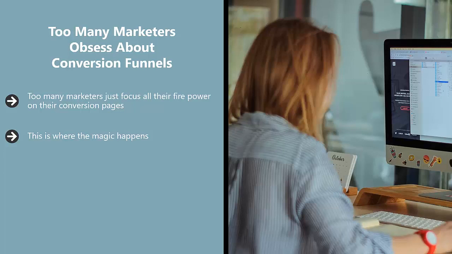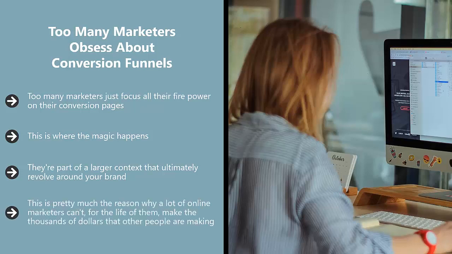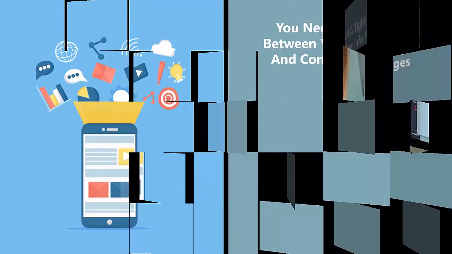But the problem is these pages don't exist in a vacuum. They're part of a larger context that ultimately revolve around your brand. And if you're so short-sighted that you can only see bits and pieces of the overall picture, then you only have yourself to blame if you're not making as much money as you would have hoped. This is pretty much the reason why a lot of online marketers can't, for the life of them, make the thousands of dollars that other people are making. It's not because they're dumb. It's because they're focusing on the wrong things.